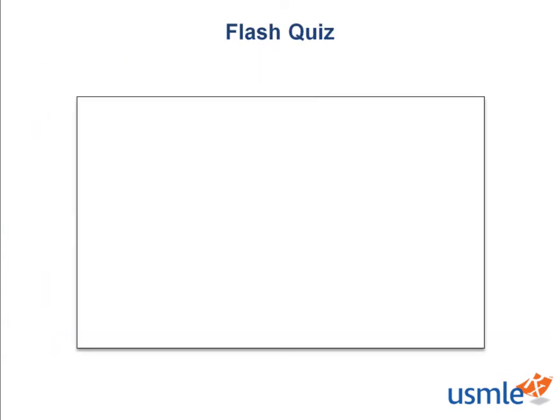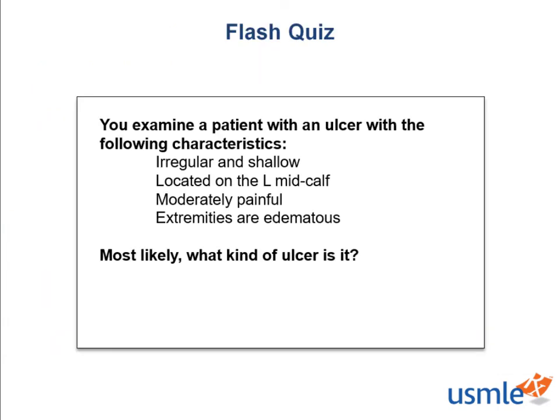Let's check in with a quick flash quiz. Okay, you see a patient in the clinic with an ulcer that's described as irregular, shallow, located on the left mid-calf, and is moderately painful. And the patient has bilateral edema in their legs. What kind of ulcer is it?